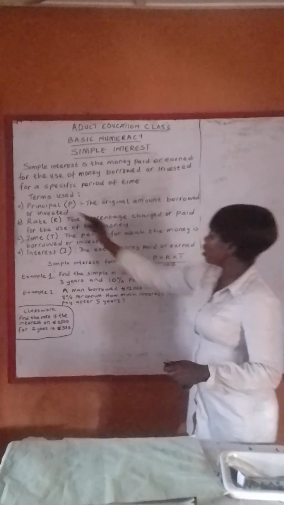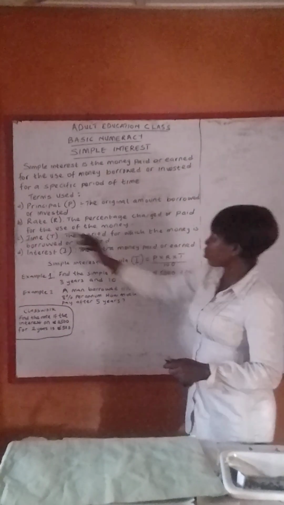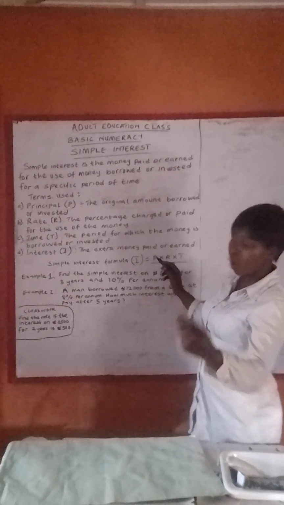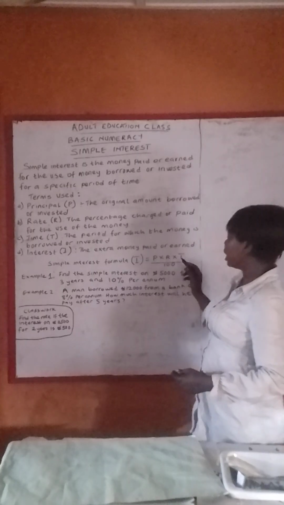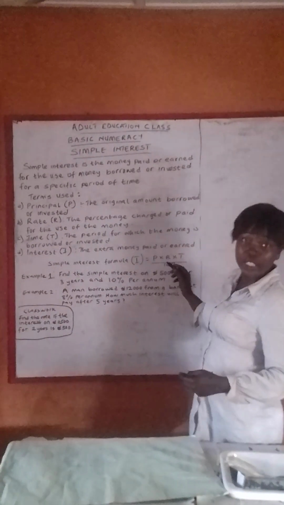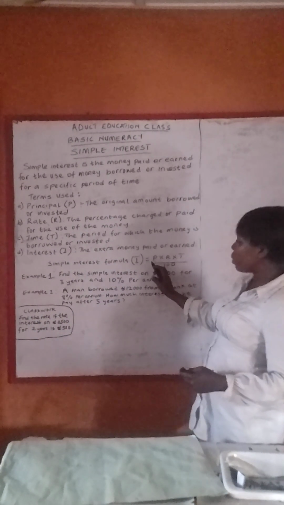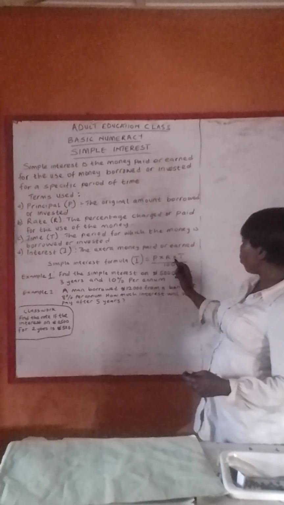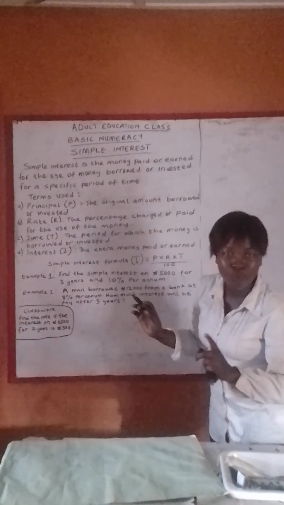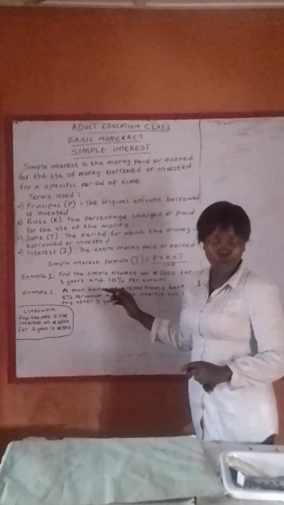This P is the principal here. That's the original amount of money that you borrowed. This R is the rate. That is the percentage that is being charged on the money being borrowed. This T is the time, the period of time for which the money is being used. Now, from there we get I equals P multiplied by R multiplied by T over 100. That is the simple formula we always use to solve simple interest questions.